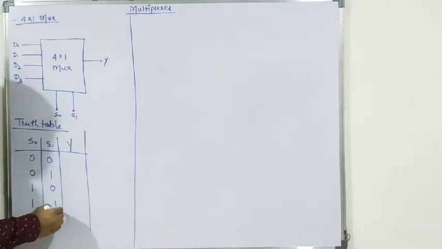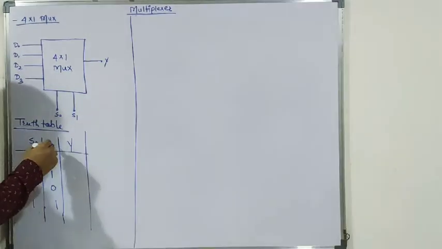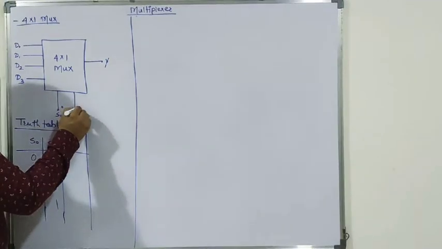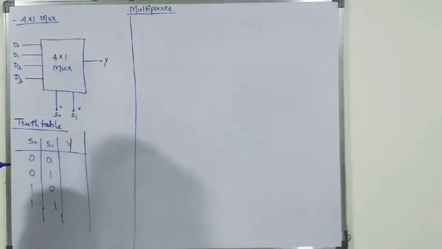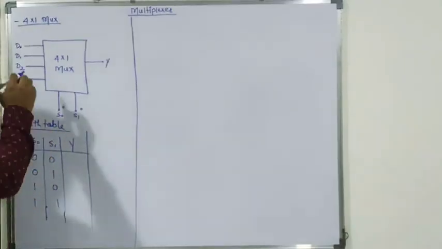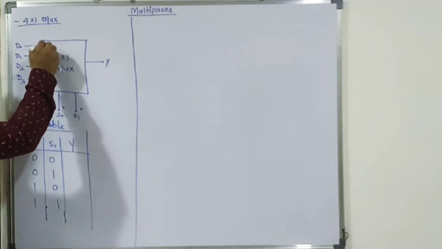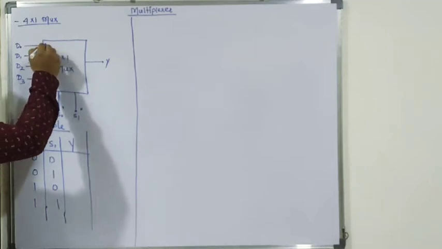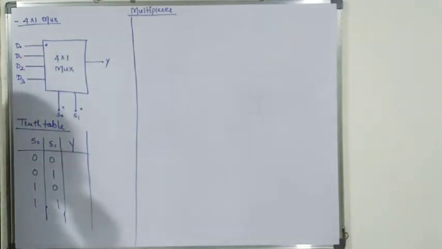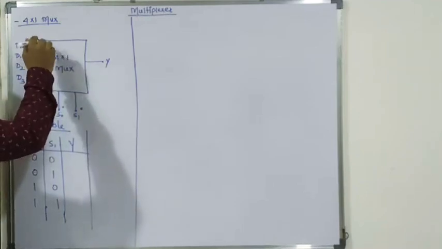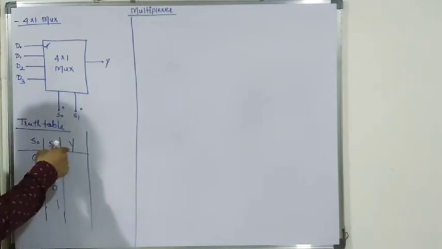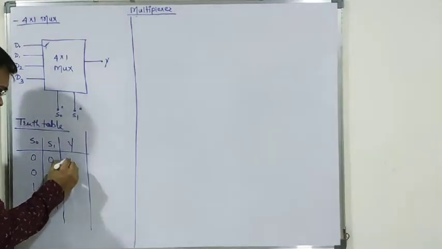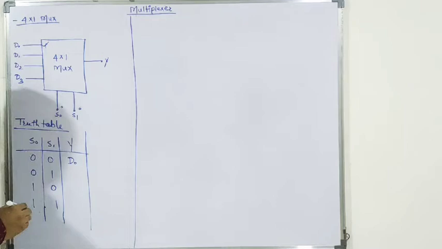So next is what your S0 and S1. When S0 and S1 are 0, 0, then D0 is to be selected. So here in this case D0 is to be selected, and you will get the output as Y equals D0.